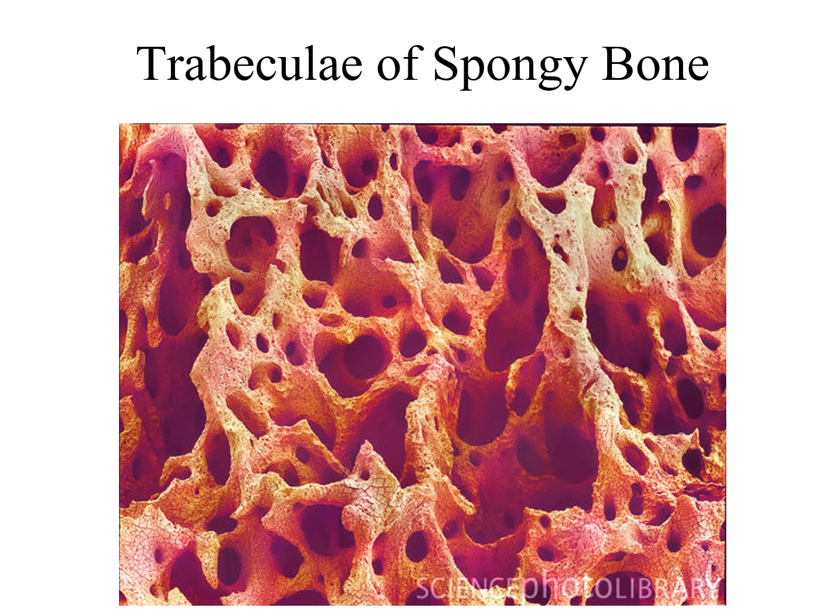Another look here at the trabeculae of spongy bone, and these open spaces would in fact house either red marrow if you're making blood cells, or yellow marrow if you're simply storing energy.